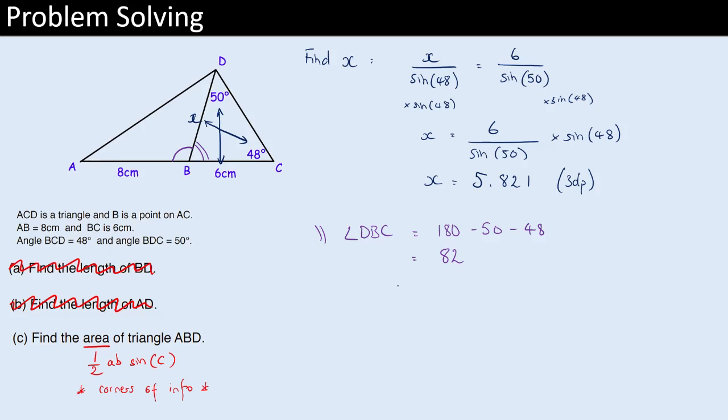Angle ABD being 180 take away 82, that we might get a mark for, because it's then putting two bits of information together. So this is 98 degrees.